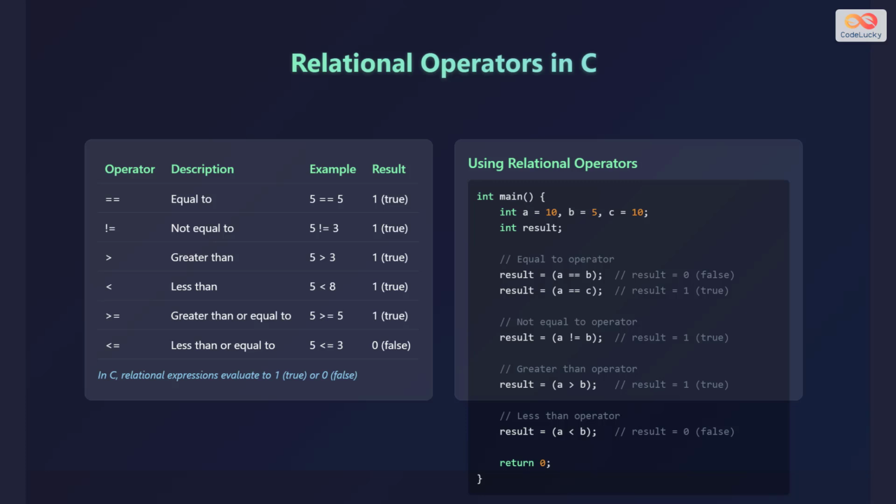The less than or equal to operator, denoted by a left angle bracket followed by an equals sign, checks if the left operand is less than or equal to the right operand. For example, 5 is less than or equal to 3 returns 0, which means false. Here is a simple illustration of using relational operators. We have integers a equals 10, b equals 5, and c equals 10. The expression a equals equals b returns 0, while a equals equals c returns 1. The expression a not equals b returns 1, the expression a greater than b returns 1, and the expression a less than b returns 0.